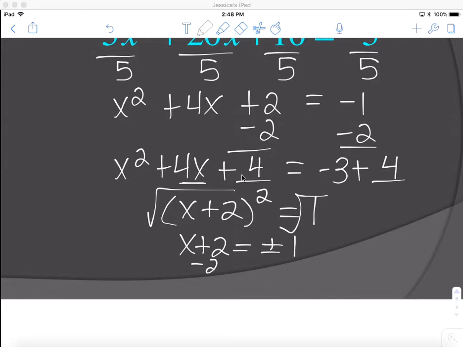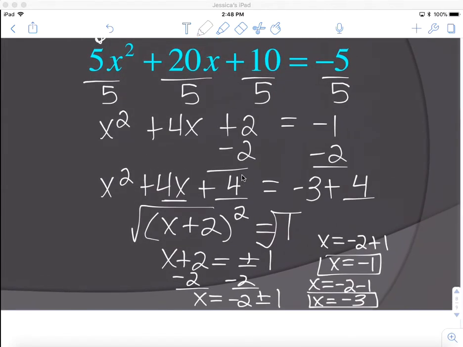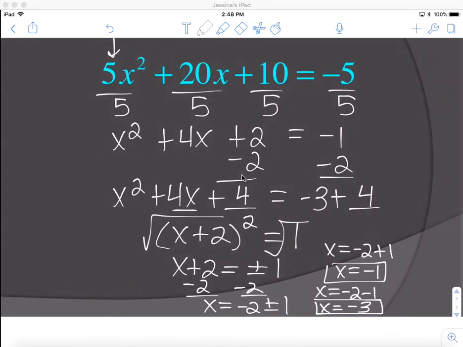My last step is to subtract the 2 over. So I have negative 2 plus or minus 1. My first answer, negative 2 plus 1, reduces to negative 1. My second answer, negative 2 minus 1, reduces to negative 3. And we're done. You can always check your answers by plugging them back into the original to see if it gives you a true or false statement.